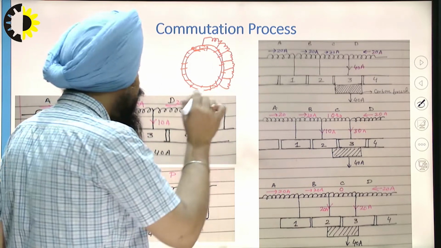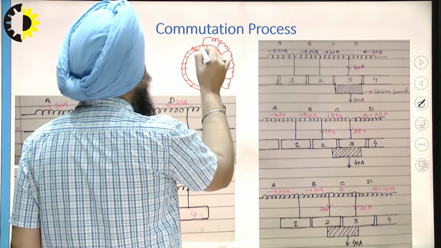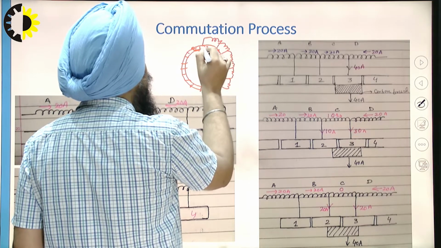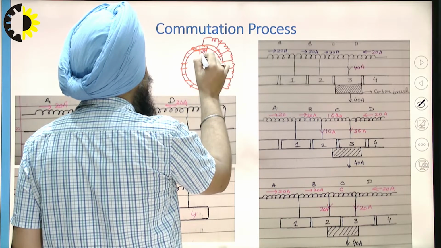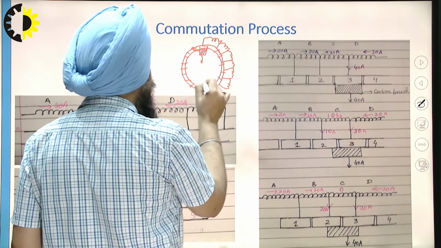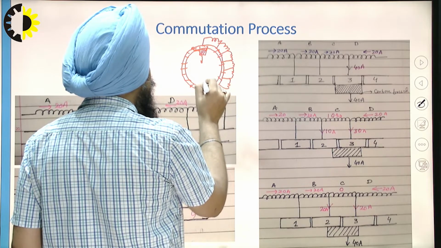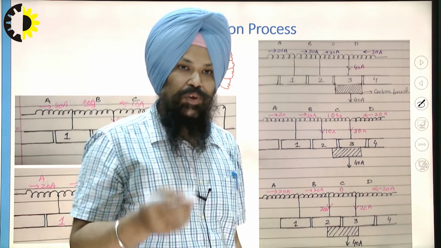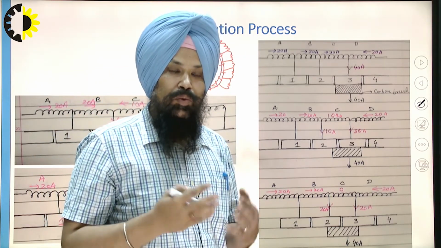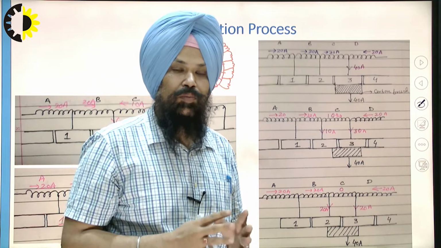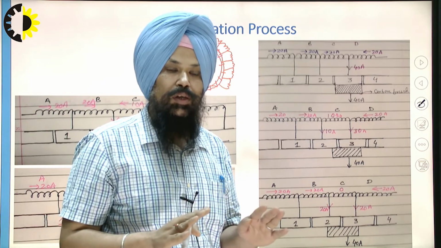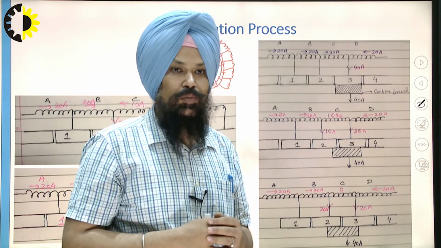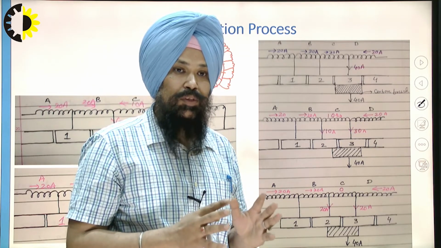Those bars get short circuited, or you can say current conduction takes place, only when these commutator bars pass through the carbon brush position. And from the efficiency point of view, for effective commutation, what we need is that there is no sparking when the armature coil passes through the carbon brush position. That is the first basic requirement.